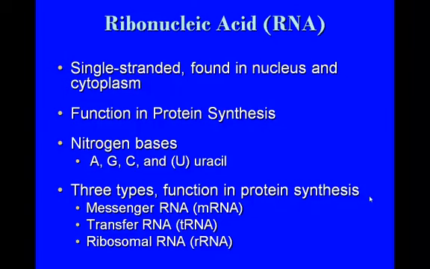Now, the nitrogen bases here are adenine, guanine, cytosine, and uracil. Notice that 3 of them are the same as DNA. The different one is DNA had thymine, where RNA has uracil. So notice that change. Now, there are 3 types that function in protein synthesis. There is messenger RNA, transfer RNA, and ribosomal RNA. And again, you will be dealing more with these when you go over the cell chapter.